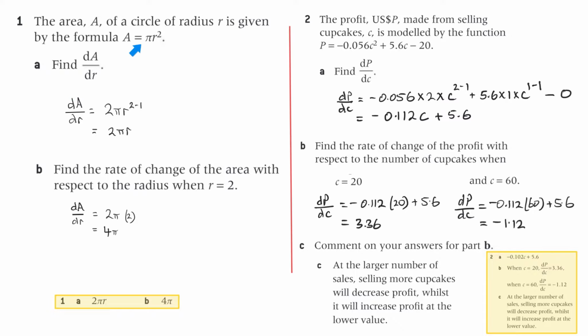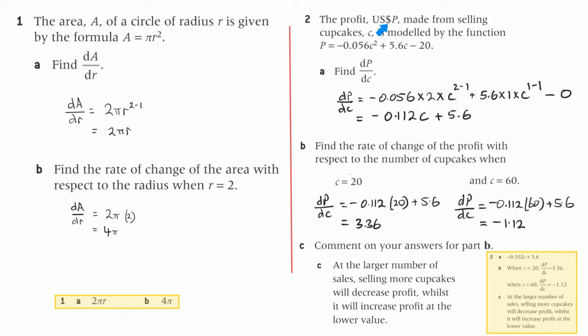We bring the 2 to the front, and it's 2 times pi r. This becomes 2 minus 1, which is 1, and we end up with 2 pi r. B, find the rate of change of the area with respect to the radius when r equals 2. Okay, we can see this rate of change, so we're going to use this equation here, and we've got 2 pi r when r equals 2. That's 2 times pi times 2, which is 4 pi.